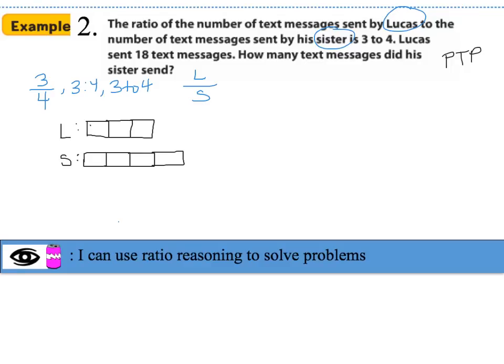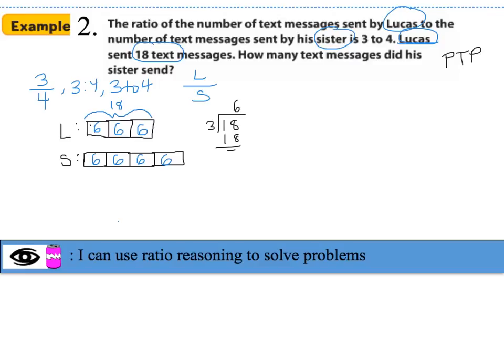Now, if you read the problem, it says that Lucas sent 18 text messages. So I want to put my grouping symbol right above Lucas's diagram, and I'm going to place an 18 right above that. The reason I did that is because the problem said Lucas sent 18 text messages. I'm going to take the 18 and divide that by 3 because there are 3 boxes. After doing 18 divided by 3, I get 6. So each box is worth 6, 6, and 6. If the top boxes are worth 6, the bottom boxes also have to be worth 6.